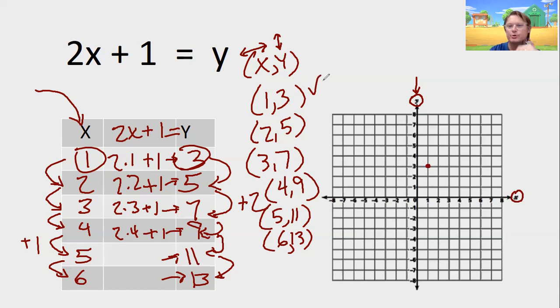Each of these ordered pairs makes a point on the coordinate plane. Okay, good. Next one is 2, 5. I'll start at 0. I'm going to slide over 2, hop up to 5. I'm hopping up because the 5 is positive. If it were a negative number, I would go down. Okay. The next one is 3, 7. Start at 0, slide over 3, hop up 7. Awesome. The next one is 4, 9. I'll start at 0, slide over to 4, hop up.